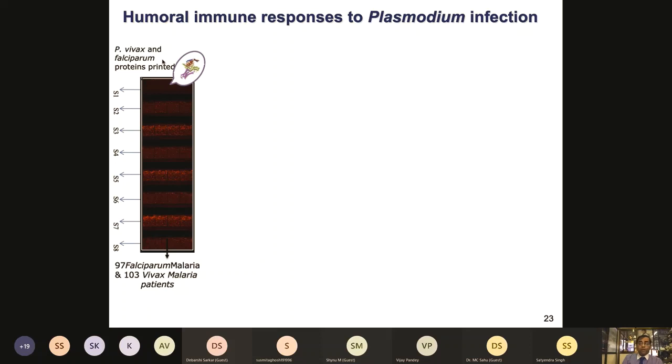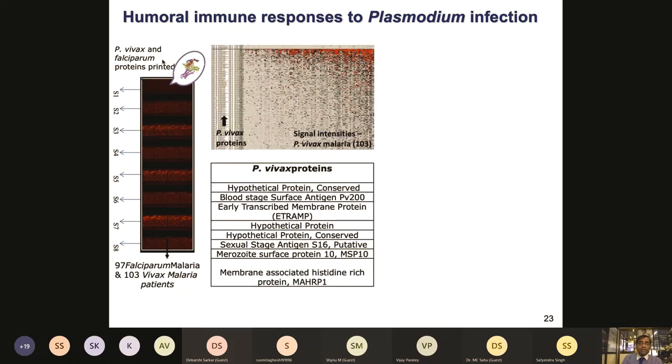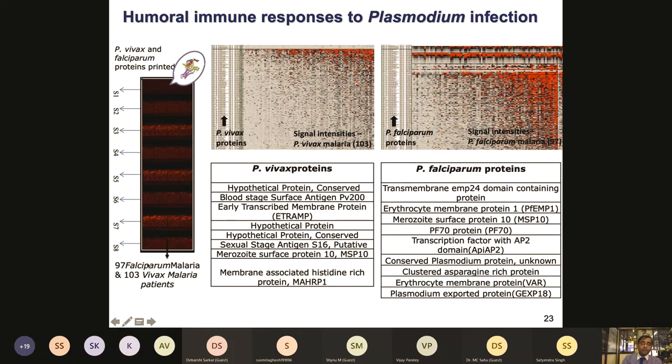In this collaboration, we got these arrays and did the experiment where we had the patient population from Goa, almost 97 falciparum malaria and 103 Vivax malaria patients. It was the first time we were looking at this kind of thing. We could find a very unique, distinct signature of P. vivax and P. falciparum, looking at the entire humoral immune response, and several proteins came forward. Many of them are actually pretty good candidates towards vaccine development as well.